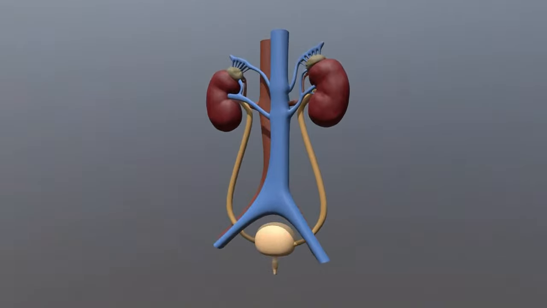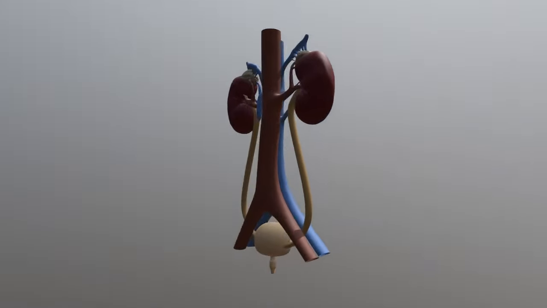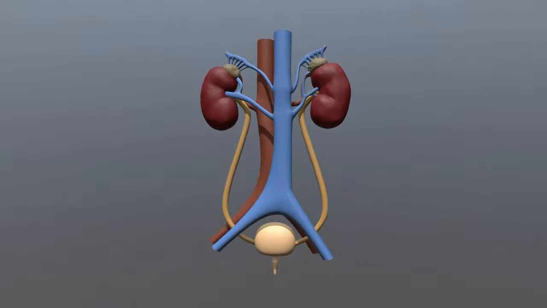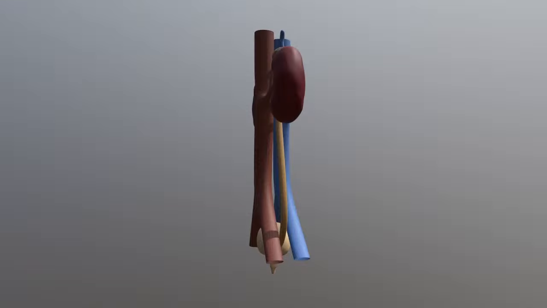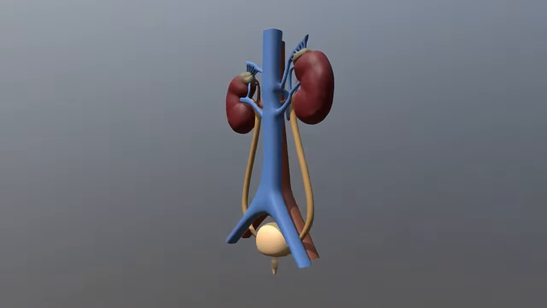The urinary system, also known as the renal system, is responsible for filtering the blood, removing waste products, and regulating the body's fluid balance. The main organs of the urinary system include the kidneys, ureters, bladder, and urethra.